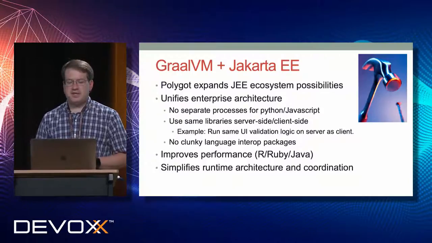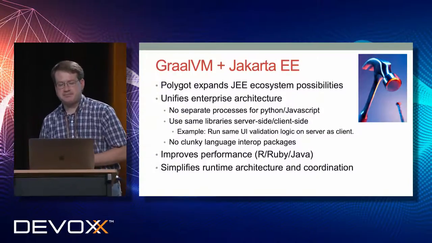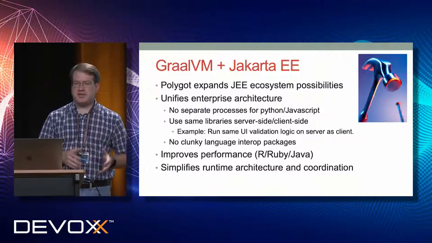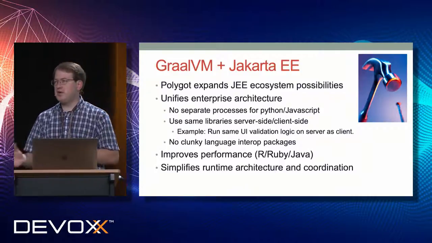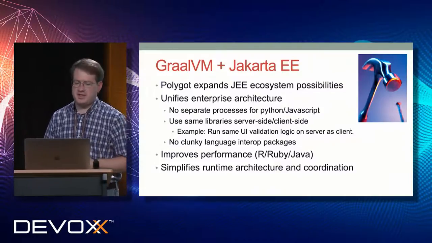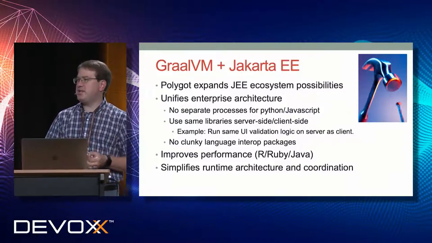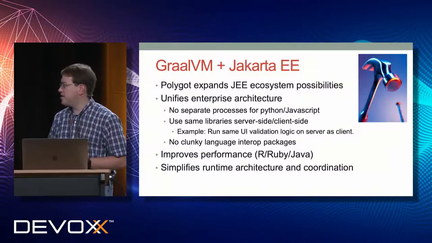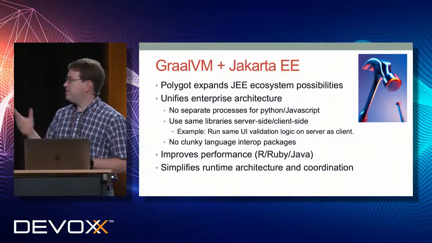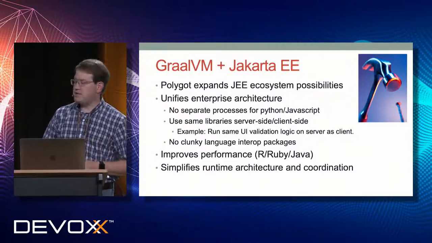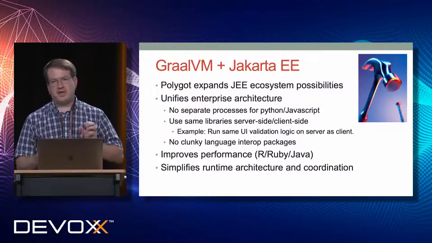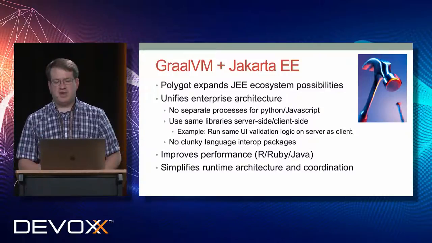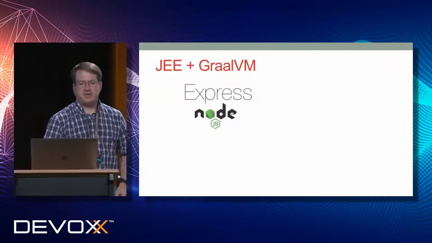And you'd have no clunky interop packages. For example, in the past, if you were trying to use R, there were some R packages that allowed you to work with Java. Those were very clunky, hard to work with. I did a presentation on that years ago, and just trying to keep it stable where it wasn't crashing was a challenge. So, in summary, it simplifies the runtime architecture and coordination of your application. It allows you to use these different technologies without having to invoke processes or call out to other things.